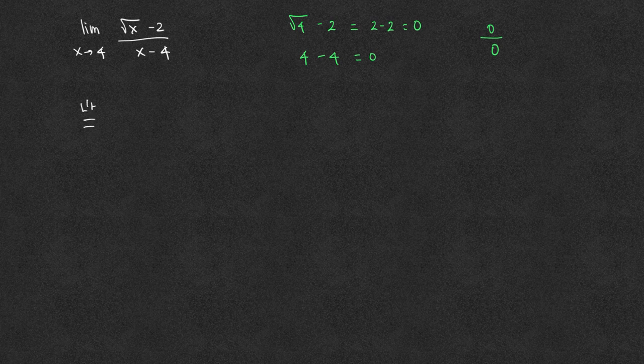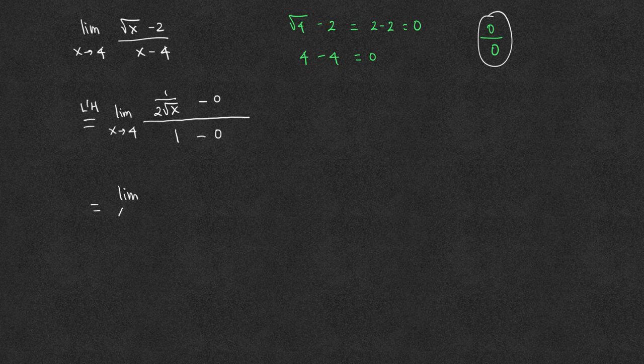To use the L'Hopital rule, once we check that the condition is satisfied, we take the derivative of the numerator and the derivative of the denominator separately. In the numerator, the derivative of the square root of x is 1 over 2 root x, and the derivative of minus 2 is 0. In the denominator, the derivative of x is 1, and the derivative of 4 is 0. This is not the quotient rule, but the L'Hopital rule. And then we simplify this.